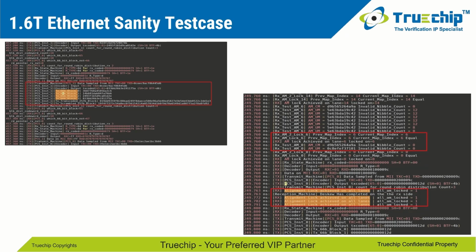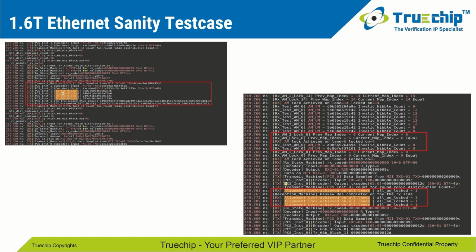Now, moving forward to the next slide for discussing a sanity test case. This slide provides a glimpse into a sanity test case and how VIP logs all the information. In the first screenshot, we can see a transmitter PCS collects 64-bit blocks from the MI interface and encodes them into 66-bit blocks. As it accumulates four 66-bit blocks, it transcodes them into a 257-bit block, which goes through the Reed-Solomon encoding. Further, 20 such blocks make a 5140-bit block that gets further encoded into a 5440-bit block.